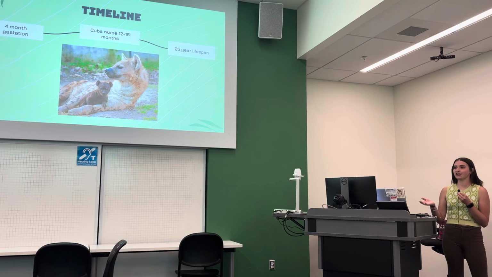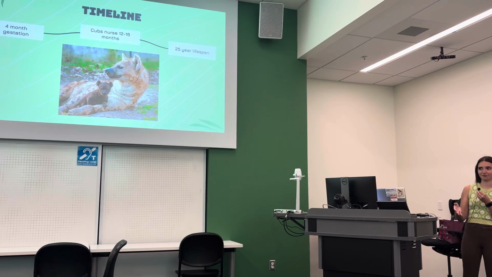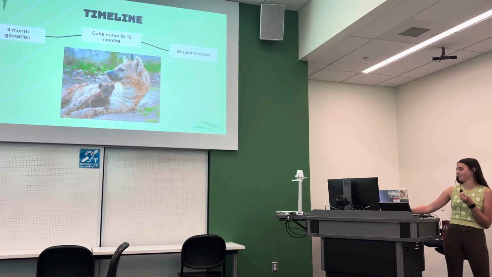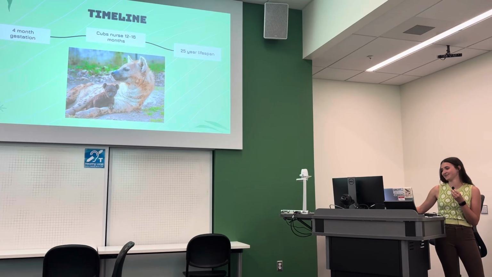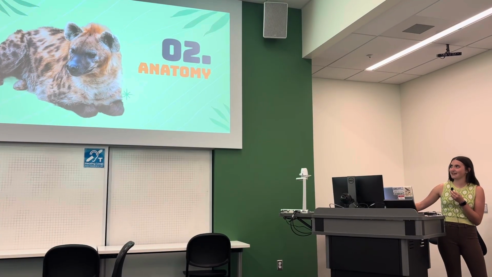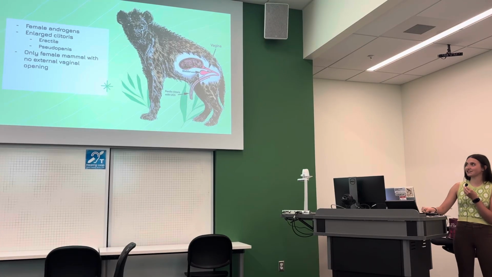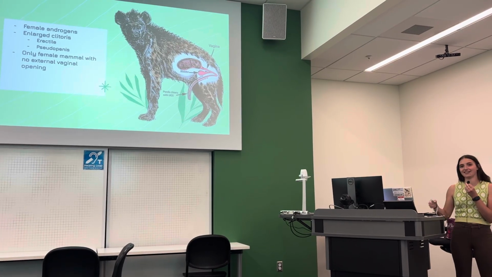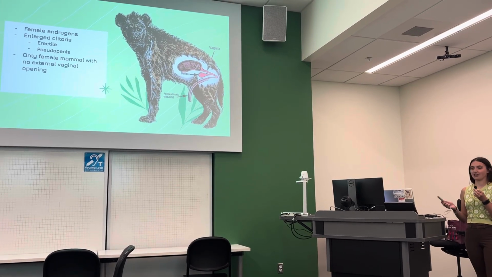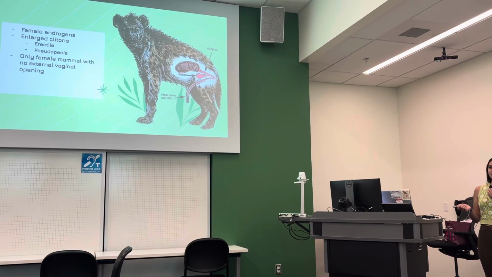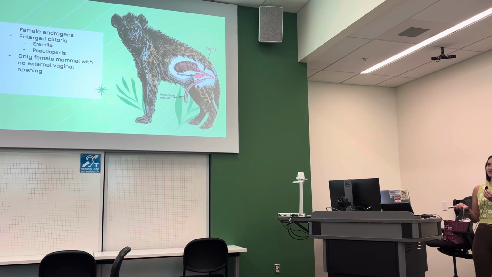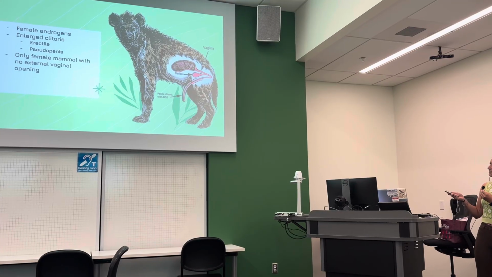We also see changes to the anatomy of females because of this testosterone. There's a lot of things with hormones, but testosterone is the main important one here. So to talk about the anatomy itself, this picture that you're looking at on the right is a female hyena. Because of these androgens that are released from the placenta, they actually develop what is called the pseudopenis. So this is an enlarged clitoris right here.